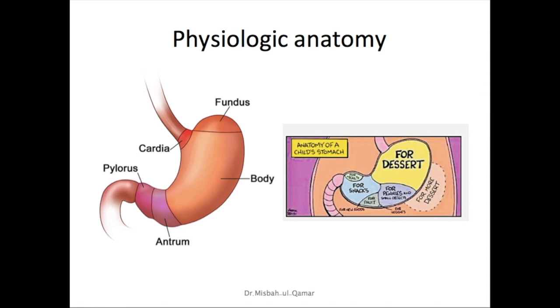Now, let's start with the physiologic anatomy of the stomach. The stomach is a J-shaped sac-like structure, and it is divided into three parts: fundus, body, and antrum. The terminal portion is the pyloric sphincter, which is a barrier between the stomach and duodenum. Physiologically, the stomach is divided into orad and caudad parts.